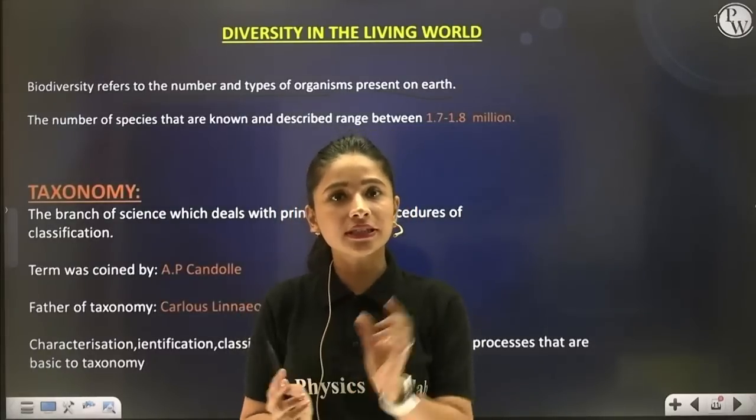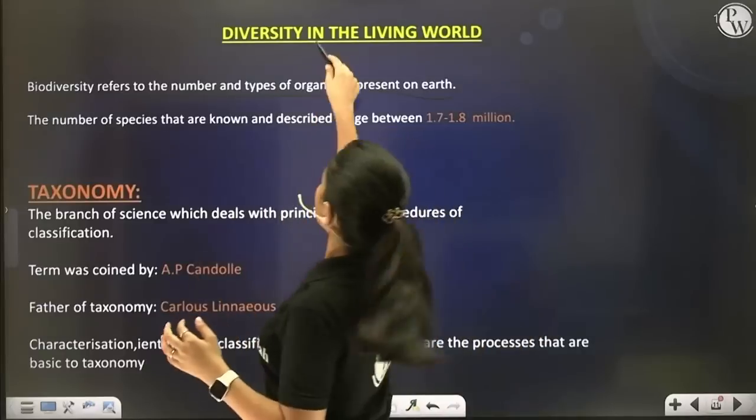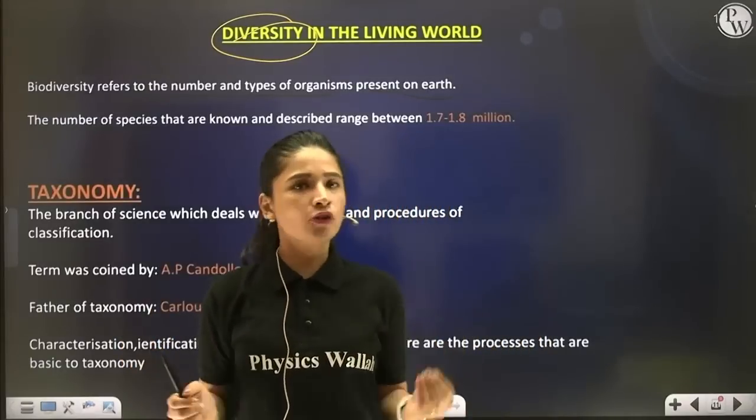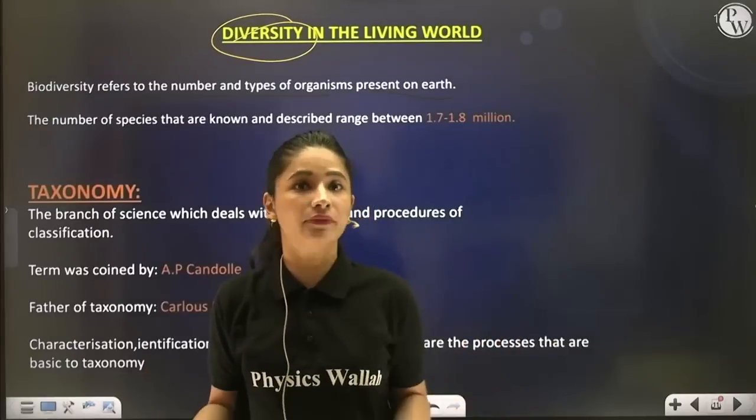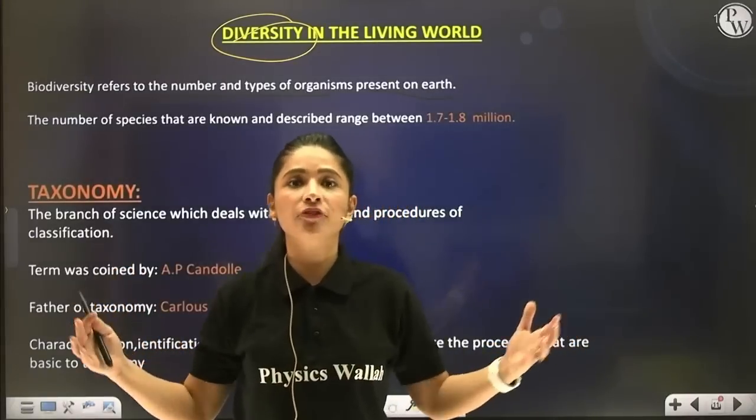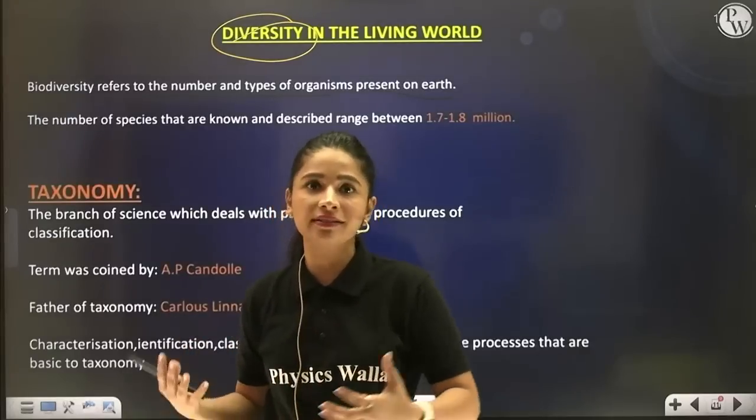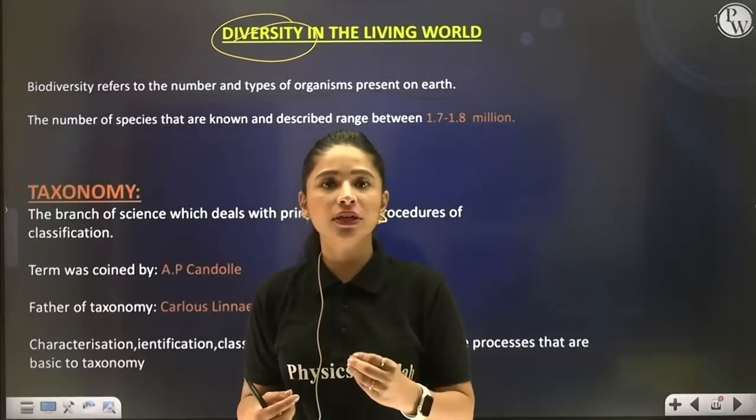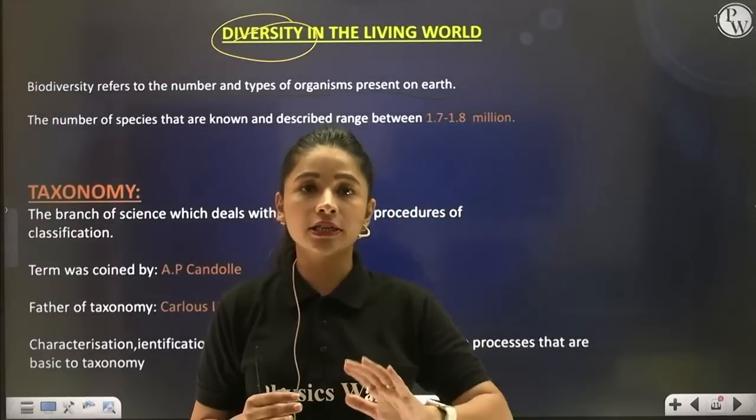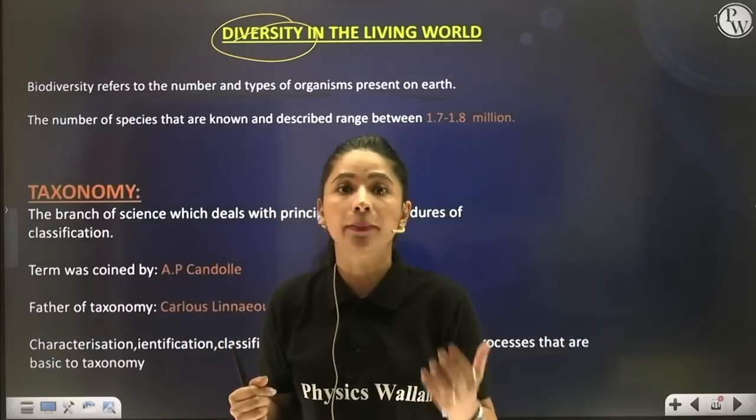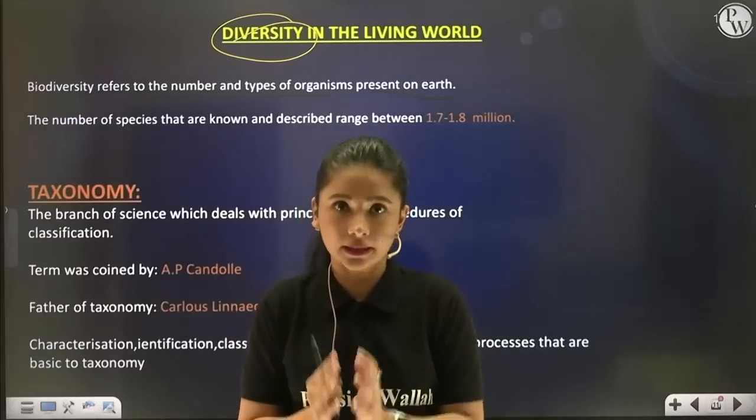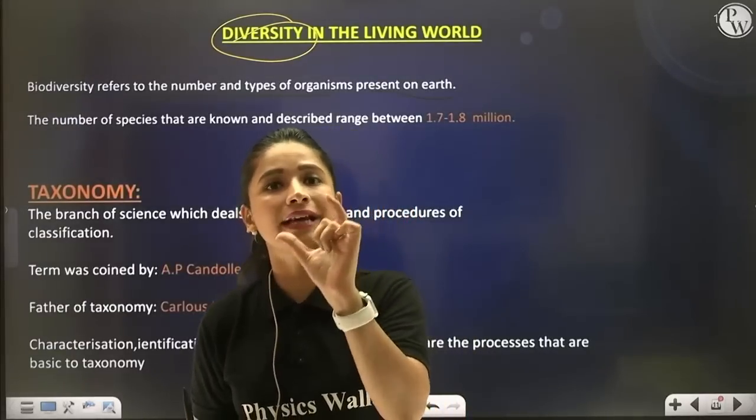Now when I use the term diversity, what do you mean by this terminology diversity? Diversity means different. Like for example, we say that India is a land of diversity. Why do we use this term? Because in India, so many different types of people are living, so many different religions are there, etc. That is why we use the term diversity. Here in this chapter, we are going to use the term diversity in terms of living organisms, in terms of their number, that how many different types of individual species are found on this earth. So this is known as biodiversity.